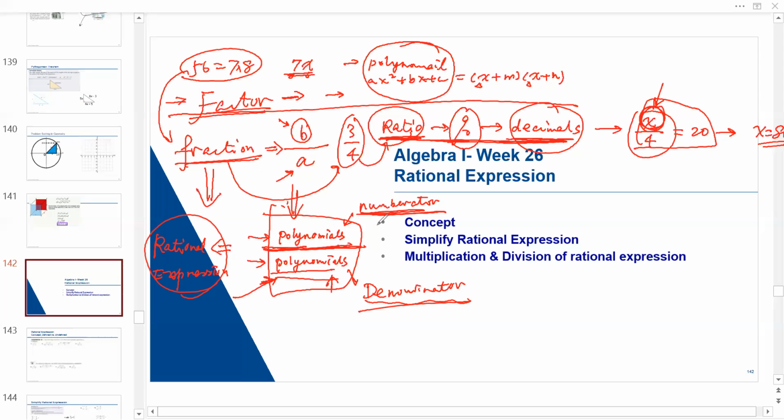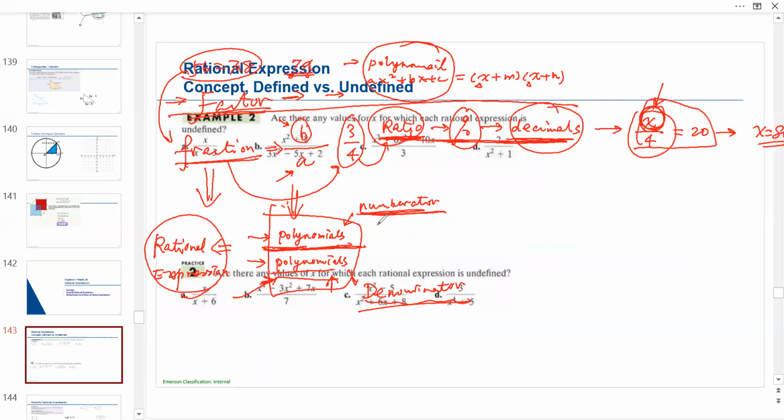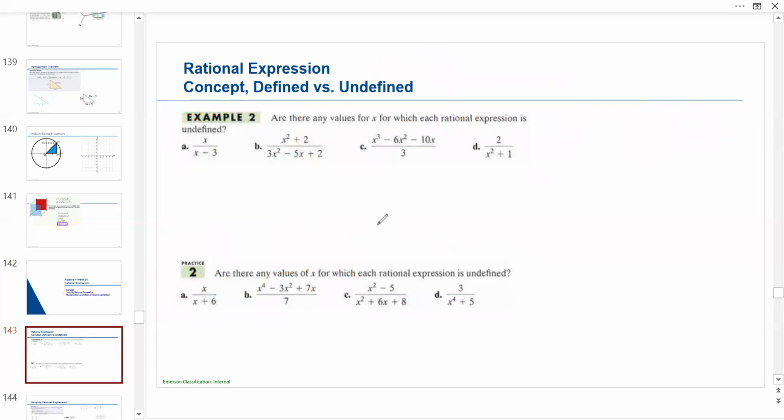All right, let's see some examples. So this concept is the rational expression. Actually, it is still like a fraction. It is made of a numerator and denominator, two parts. Something like this one, A.